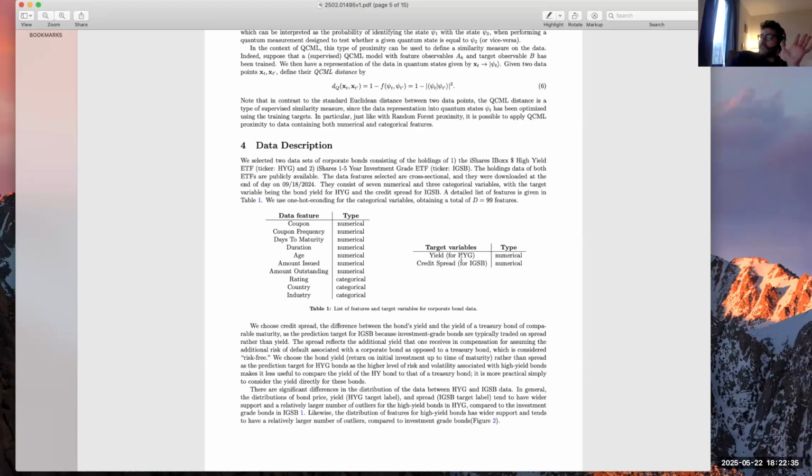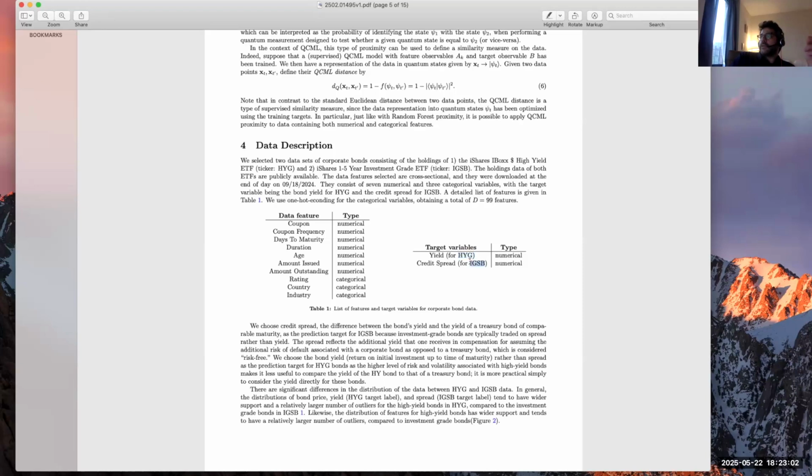So again, we have these two types of bonds. High yield bonds are bonds that have lower credit. That means if a company wants to borrow money from investors, it needs to compensate those investors for the additional risk they take by giving larger returns on the bonds, so by giving a higher coupon or higher interest rate.